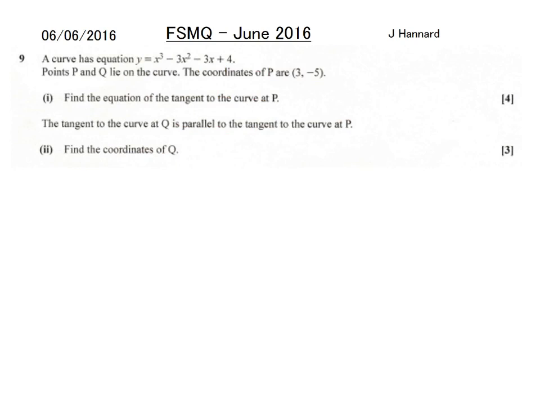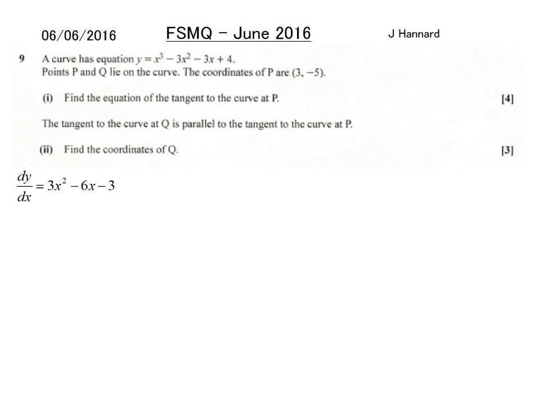Question 9 then. A curve has the equation y equals x cubed minus 3x squared minus 3x plus 4. Points P and Q lie on the curve. The coordinates of P are (3, -5). Find the equation of the tangent to the curve at P. Lovely question. Follow that one.